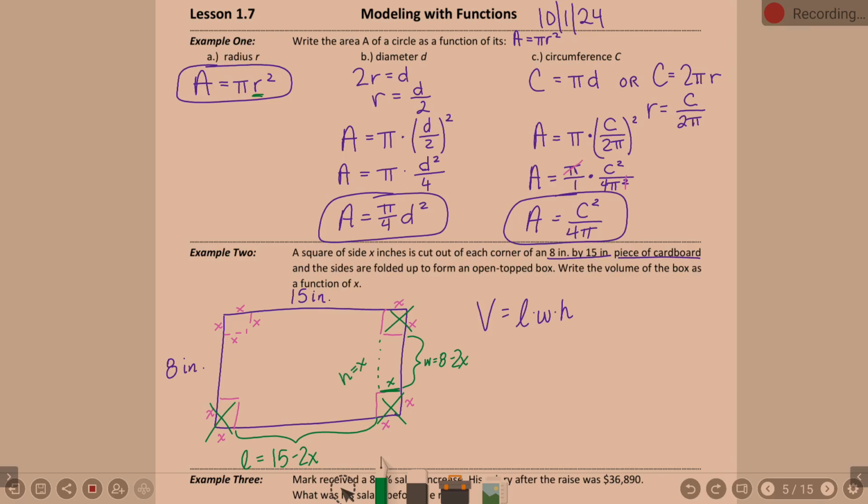So it asks for a volume formula. For the length, we're using 15 minus 2x. For the width, we're using 8 minus 2x. And for the height, we're using x. Now, are we going to have to flip?